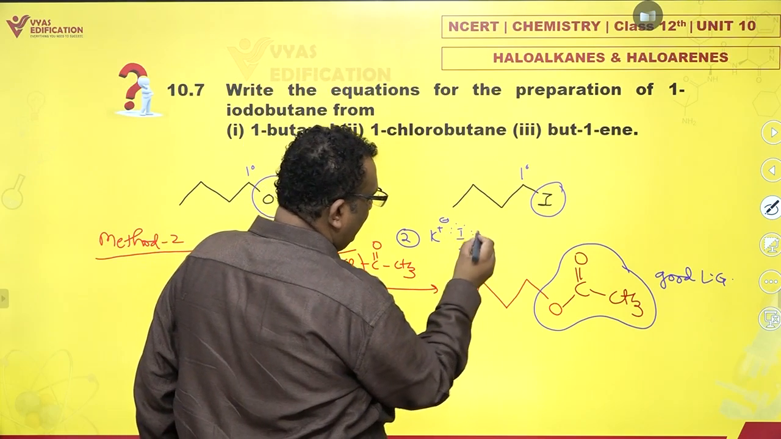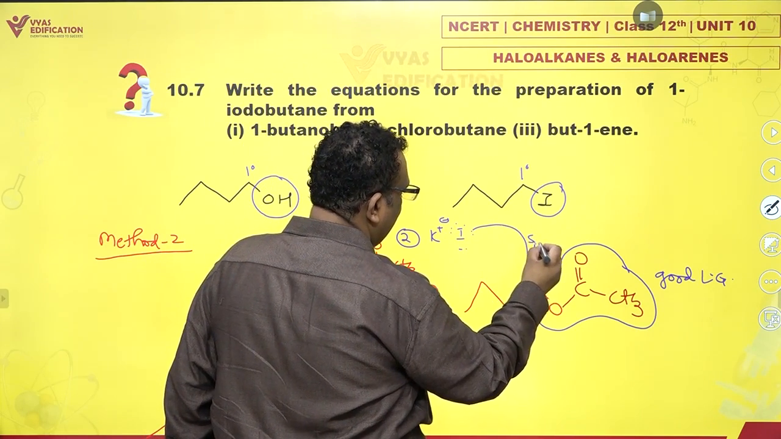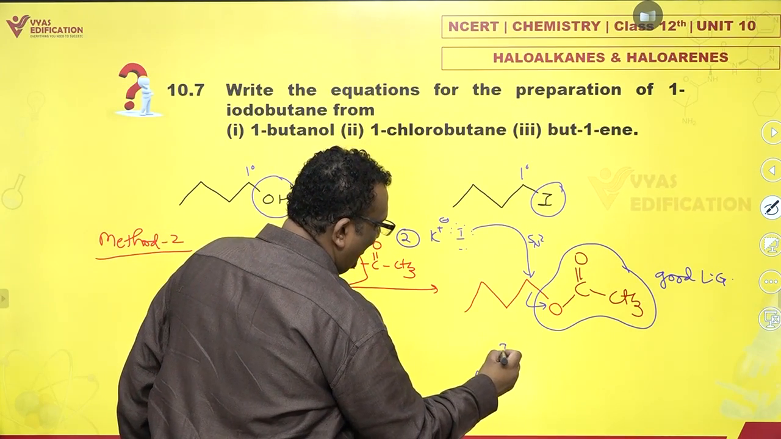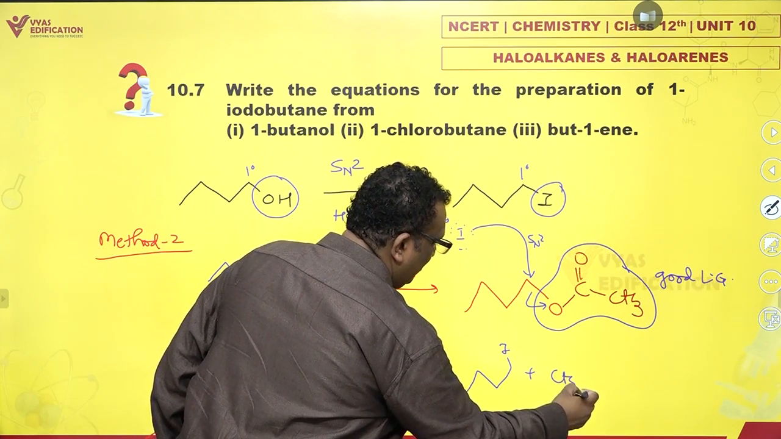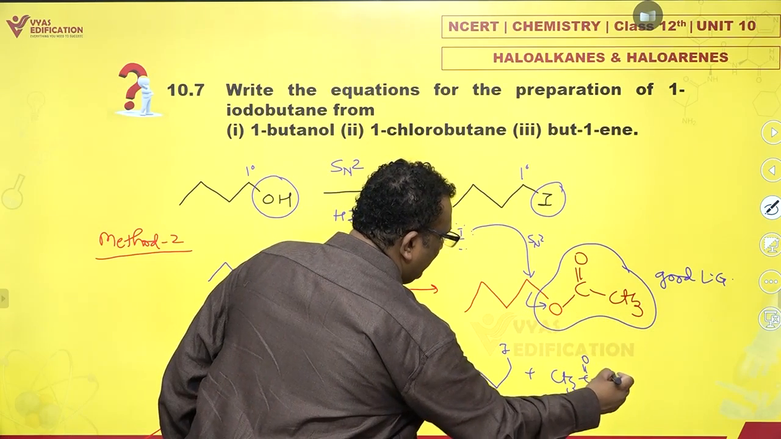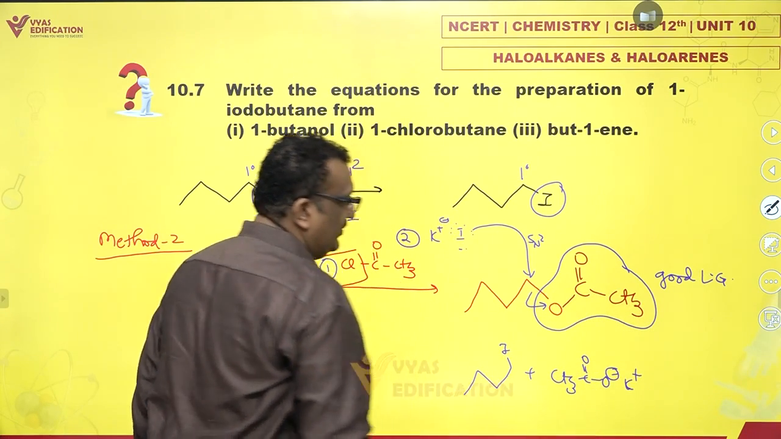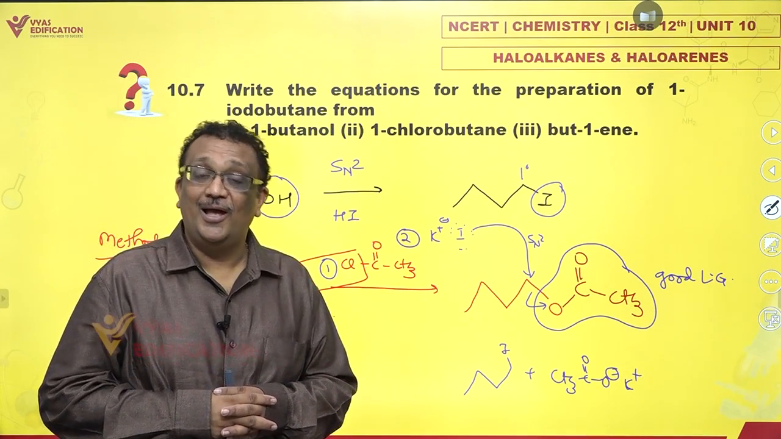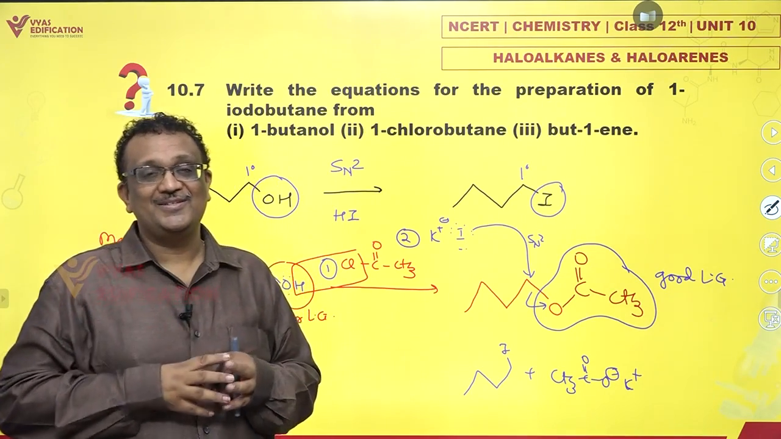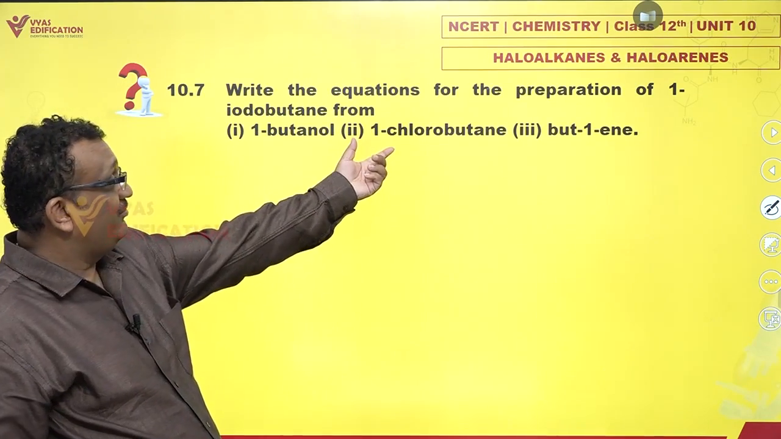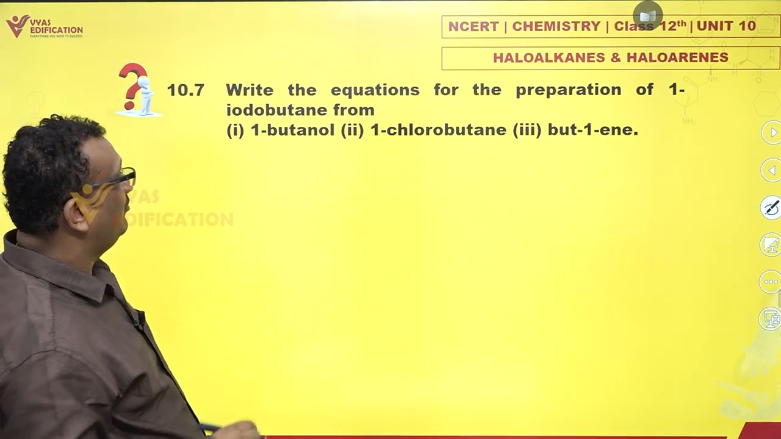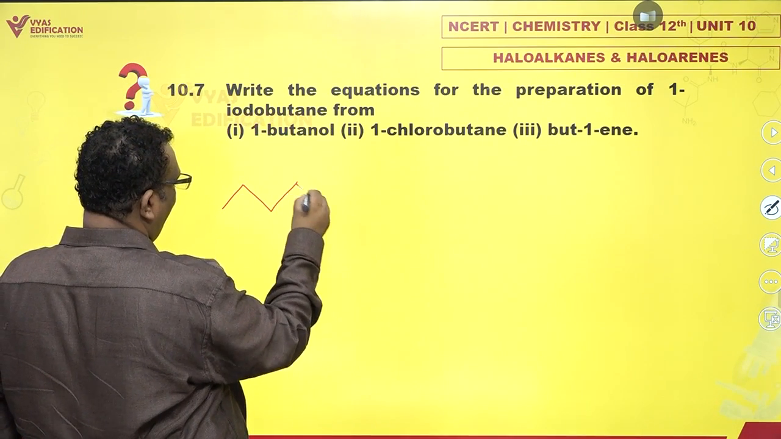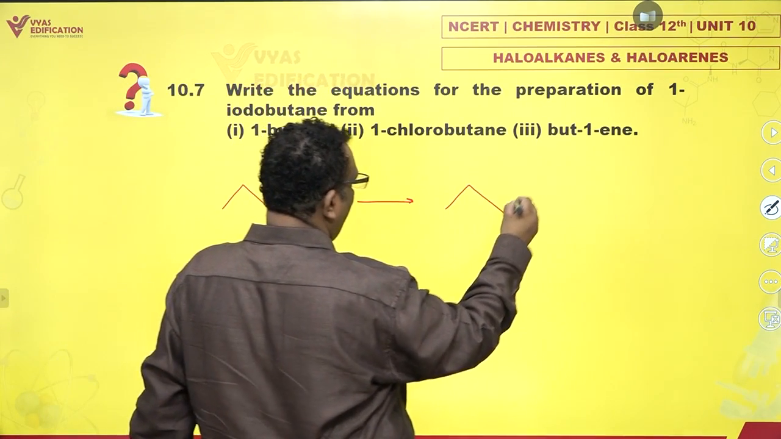Attack, classic SN2 attack. And this is pushed out. And what do you get? Well, you get CH3COO minus, which is pushed out, and 1-iodobutane. I am giving you not one but two methods of this preparation. Now, starting with 1-chlorobutane, I have to prepare 1-iodobutane. 1, 2, 3, 4. 1-chloro, you're giving me 1-iodo.